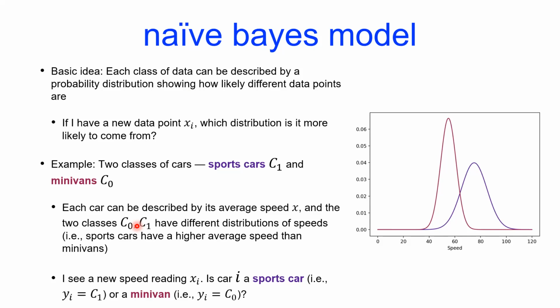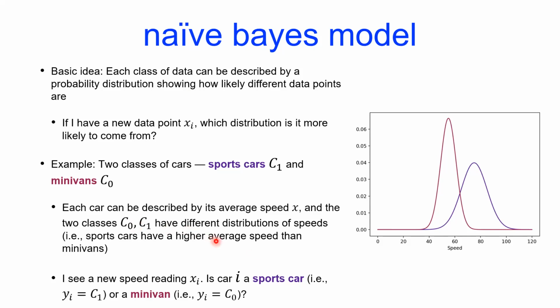Let's say I only know the average speed of a particular car. I don't have the image, I don't know anything else. I just see a point, maybe on your GPS, and I can calculate how fast that car is going. Then based on that observation, I want to infer: is this a sports car or a minivan? I hope that problem looks okay to you.